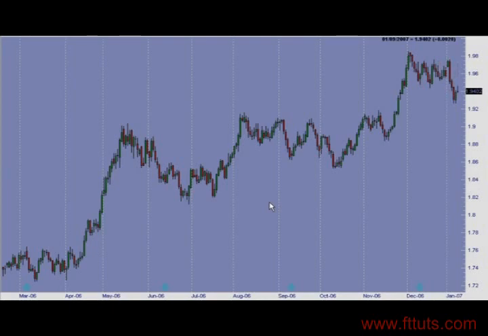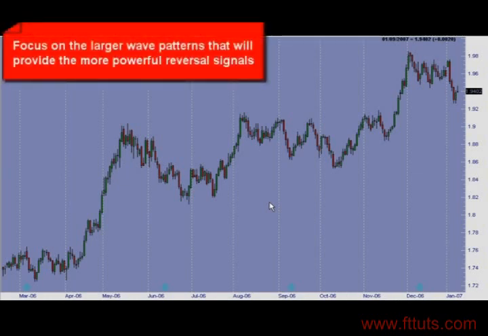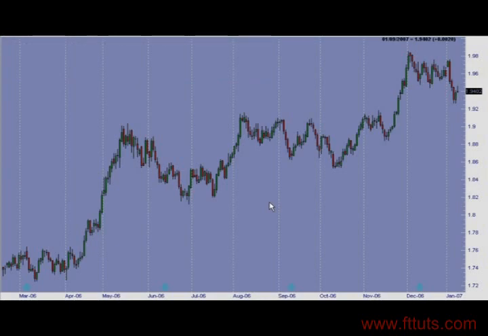Granted, you're not going to be able to isolate every single individual wave within the market, but that's not really our focus anyway. Our focus is rather on the larger wave patterns that will in turn provide the stronger reversal signals. So isolating these in particular is what you want to be able to do, and that's where it becomes necessary to be able to determine these wave patterns.